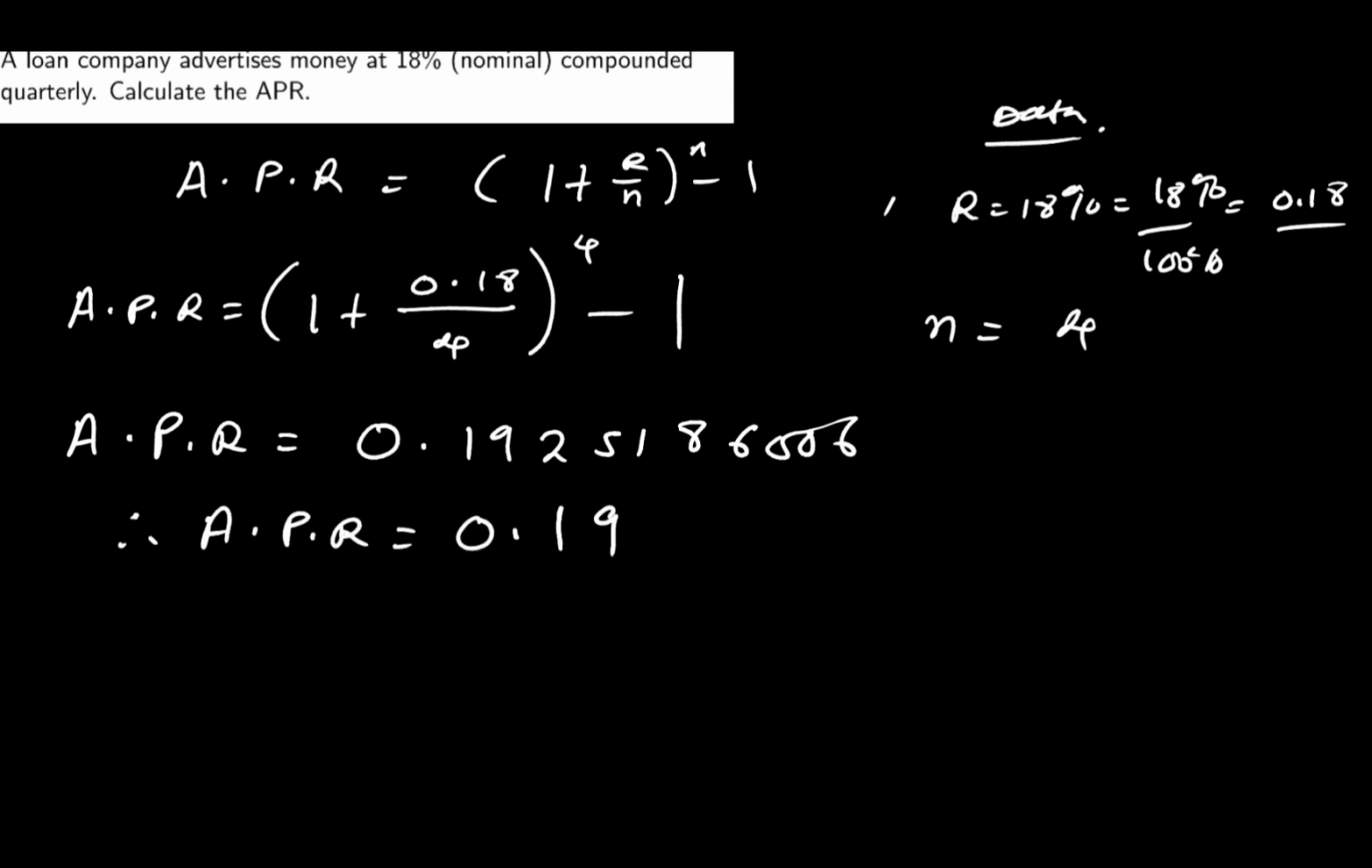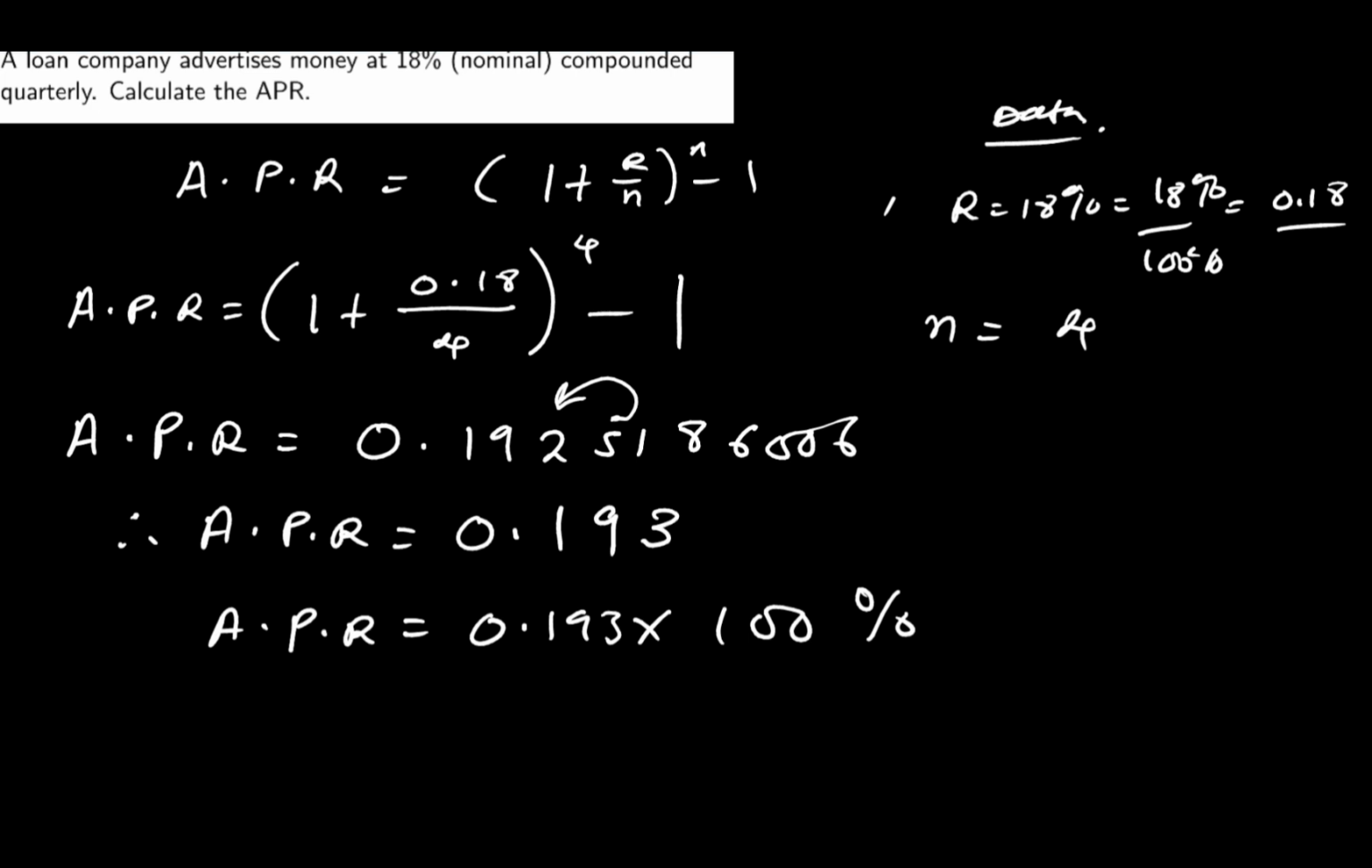If I round this off, the annual percentage rate will be basically 0.19. Now this should be as a percentage, so the annual percentage rate is equal to 0.19 times 100%. We can even round it off to 3, because this number is equal to 5, so we add a 1 there, which makes it 3. So the annual percentage rate is equivalent to 19.3%. So that's the annual percentage rate.